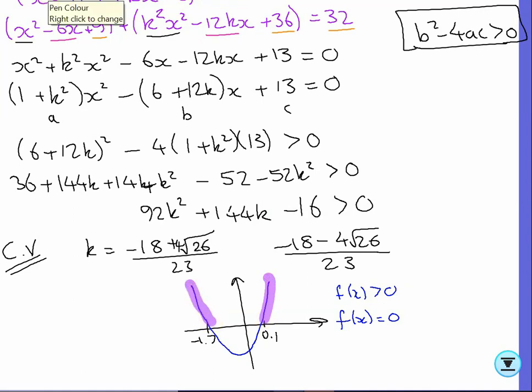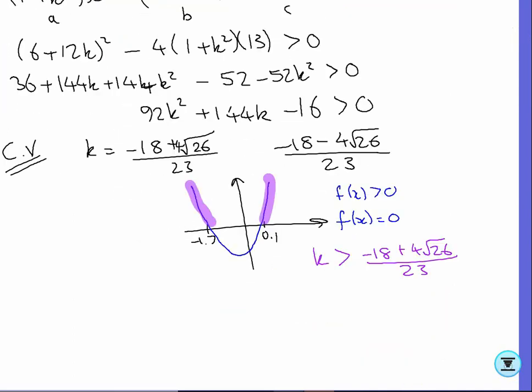So that is when k is greater than this one. This was that one. So greater than minus 18 plus 4 root 26 over 23. This would be a nicer number, hopefully, and when k is less than minus 18 minus 4 root 26 over 23. Alright, I'm sorry about that. I must have messed up the question, but you've got the essence.